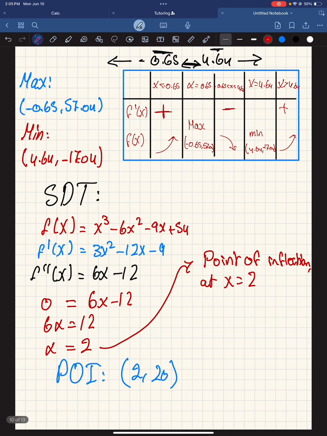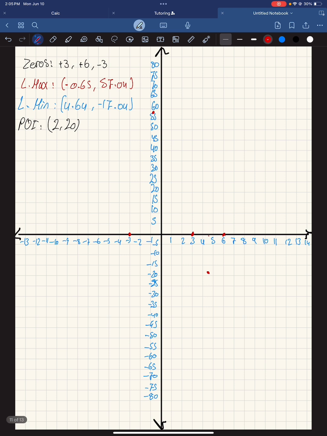And then if we can go back, we know that from the interval where x is less than negative 0.65, our graph is increasing. So if we go to negative 0.65, which is going to be our local maximum here, we know that our graph is going to be increasing. So it's going to look something like this.